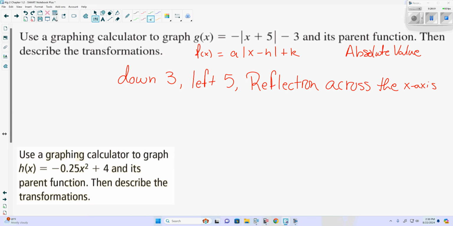Now, graph, this is the parent function. So you can draw this if you want. I'm just putting this down here. So we have this here, yes? Because we have that idea. Now from our transformations, we're saying that we moved this parent function down 3, left 5. Or left 5, down 3. 2, 3, 4, 5.